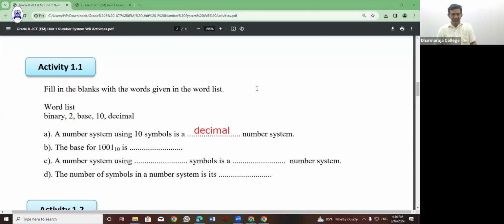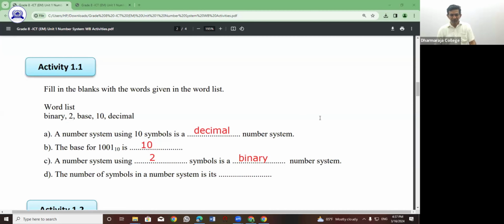Then the next one, the base for this one. You can see they have mentioned 1001 base 10. So what is the base? The base is 10. Then the number system using how many symbols? 2 symbols. We call that a binary number system.